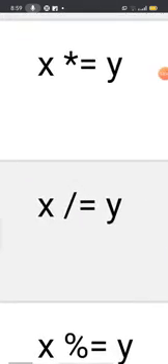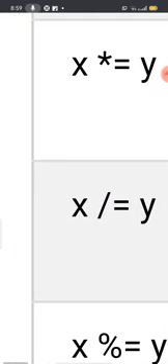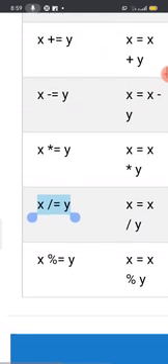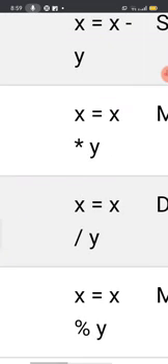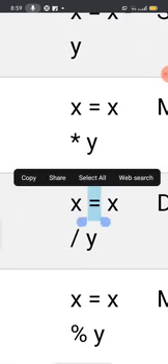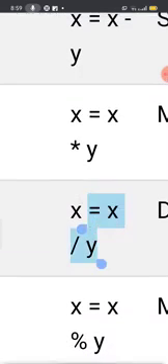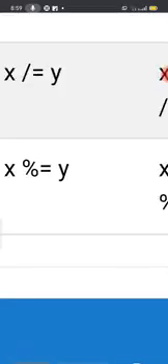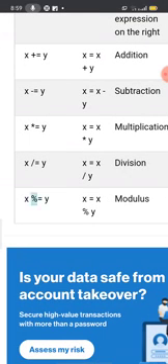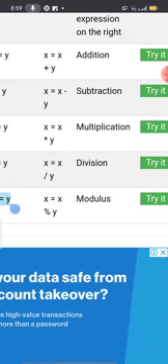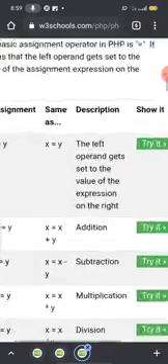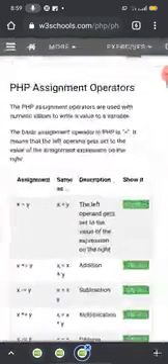Next is x /= y. That means x divided by y. That means x = x / y. The value is going to divide your two values. And last, x %= y. That is modulo division. Modulus is going to be used, x = x % y. This is called your assignment operator.